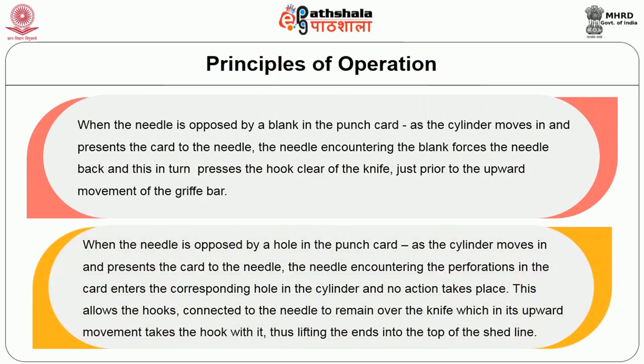So in the second scenario, when the needle is opposed by a hole in the punch card, as the cylinder moves in and presents the card to the needle, the needle encountering the perforation in the card enters the corresponding hole in the cylinder and no action takes place. This allows the hook connected to the needle to remain over the knife, which in its upward movement takes the hook with it, thus lifting the end into the top of the shed. Now consider a 400 hook capacity Jacquard machine.